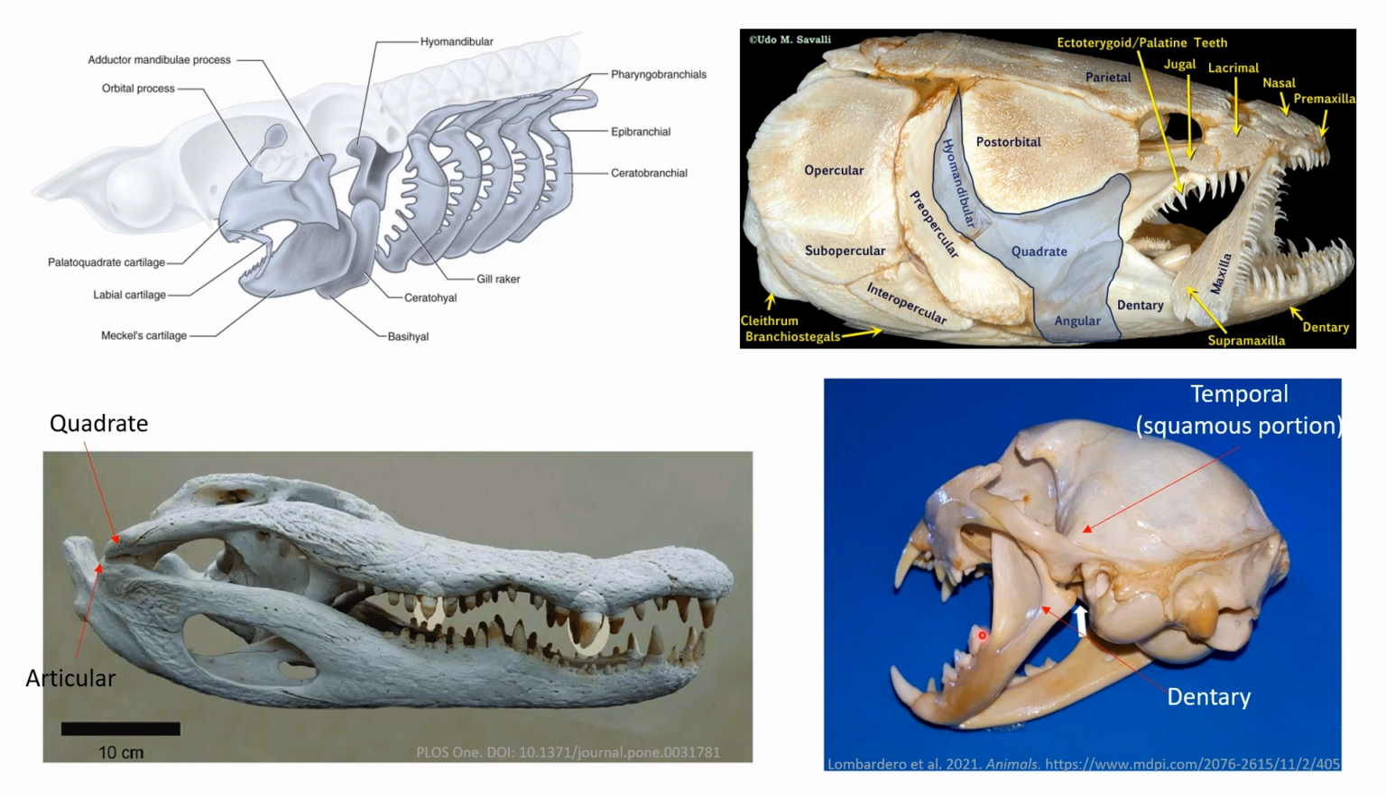In mammals, the mandibular joint is formed between the temporal bone, specifically the squamous portion, and the dentary bone. Actually, there are no bones in the mammalian lower jaw other than the dentary. It's just made of one bone, the dentary. The quadrate became the incus, and the articular bone, previously seen in reptiles, became the malleus in the middle ear.